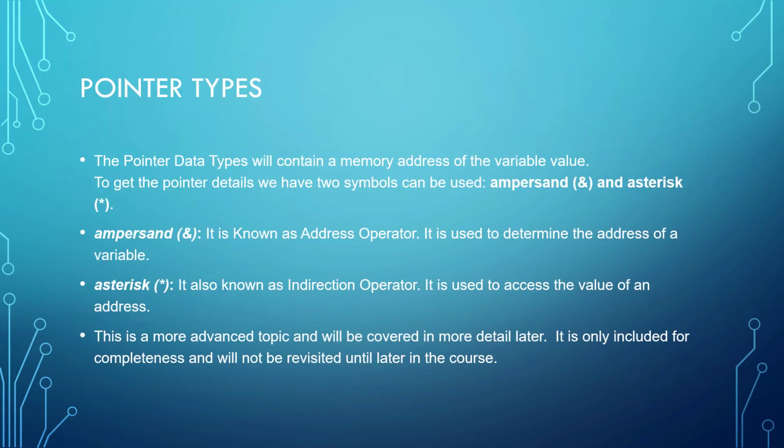The last data type classification is known as a pointer type. Pointer data types will contain a memory address of the variable value, very much like what we talked about from a reference perspective. However, you can begin to access the memory location directly in the heap. You can have a pointer that points directly to it, and then you can begin to manipulate the pointer. Pointer manipulation can happen in two different ways. You can use an ampersand, known as an address operator, which is used to determine the address of an actual variable. And then you can use an asterisk, also known as an indirection operator, which is used to access the value of an address. We'll talk about those things a little later.